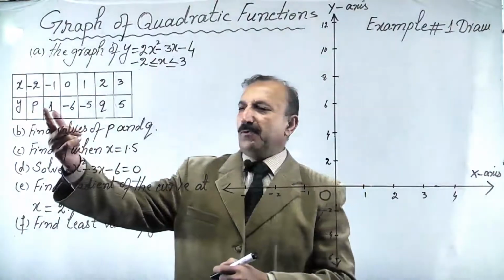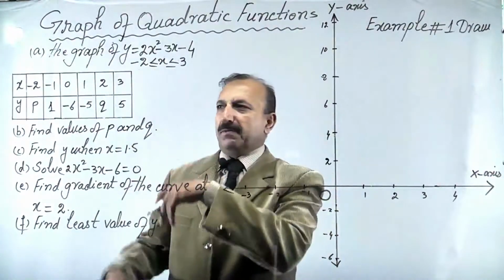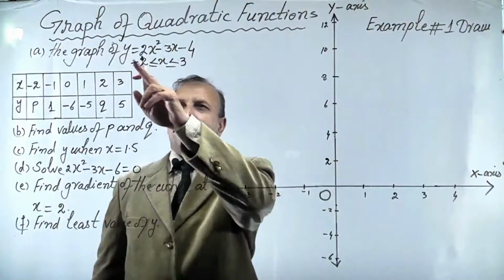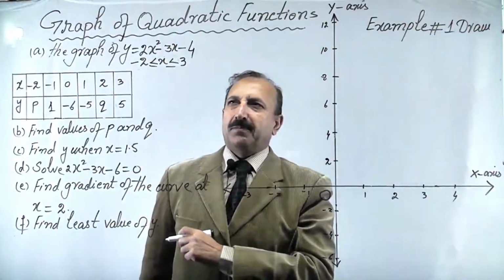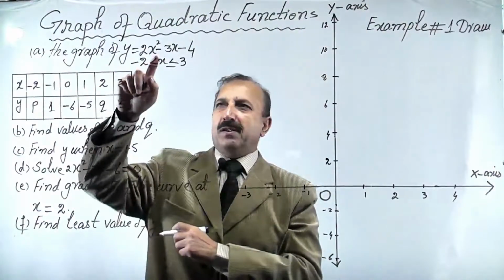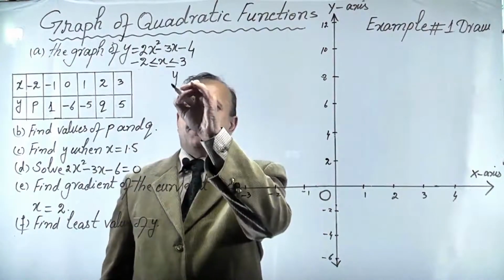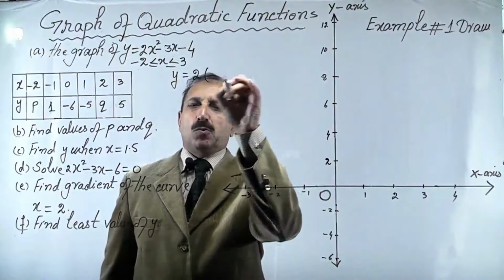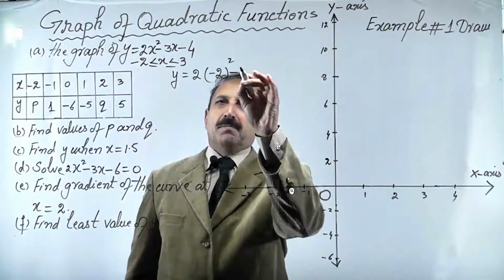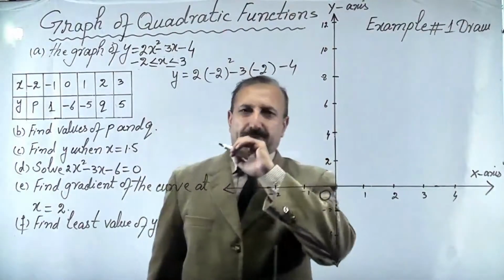Let's see, we will find the value of P and Q by substituting the respective value of x in the given function. Here y is equal to 2x squared minus 3x minus 4. Let's substitute the value of minus 2 here in place of x to get the value of y. Here y equals 2 times minus 2 whole squared minus 3 times minus 2 minus 4.